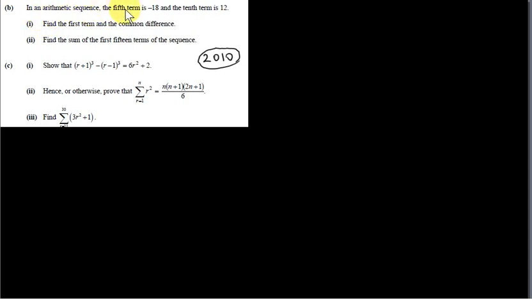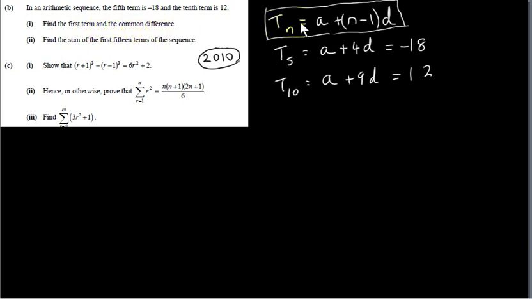In an arithmetic sequence, the fifth term is minus 18 and the 10th term is 12. We want to find the first term and the common difference. If you go back to the very first video in this playlist, you will see how to get Tn of an arithmetic sequence. The first term is called A, the common difference is called D.